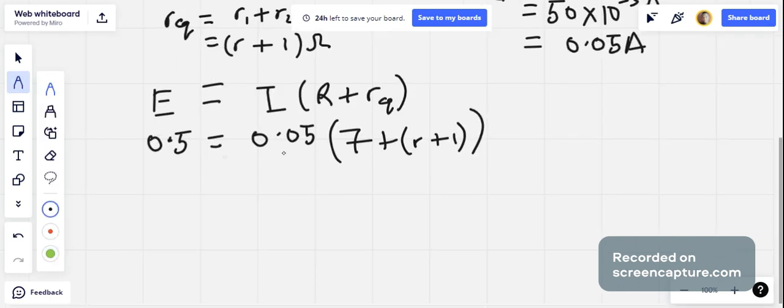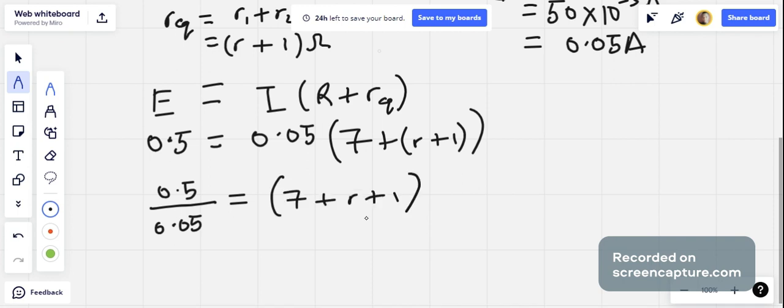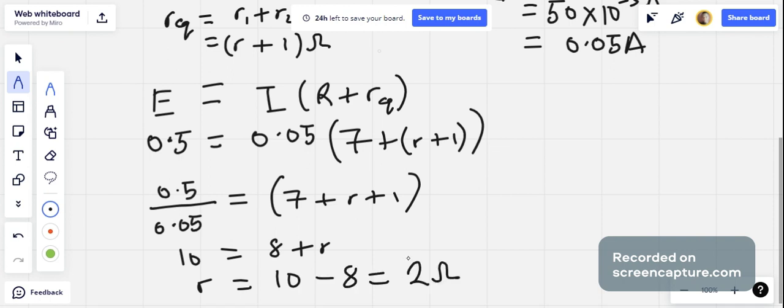So if we process this and make R the subject of the formula, you bring this to this side: 0.5 divided by 0.05 equals 7 plus R plus 1. 0.5 divided by 0.05 is 10, which equals 7 plus 1, which is 8, plus R. So if you make R the subject of the formula, you have 10 minus 8, which equals 2 ohms. So the internal resistance of the first cell P equals 2 ohms.